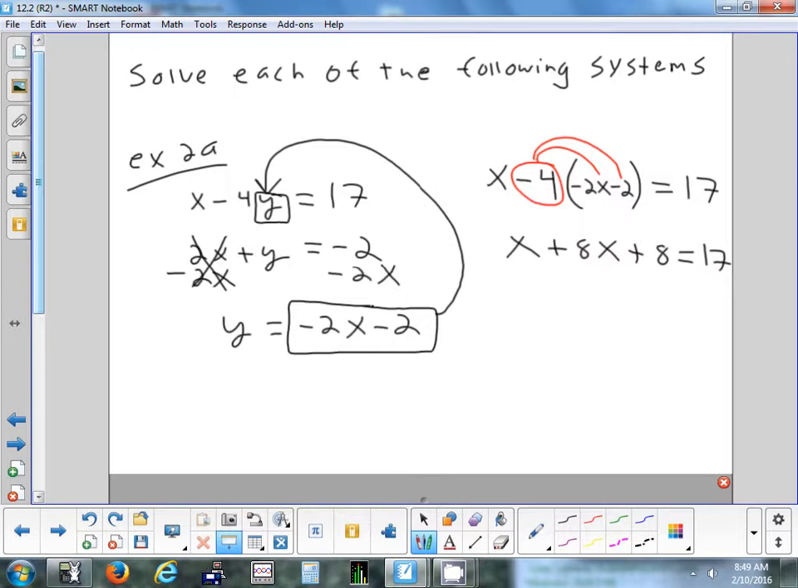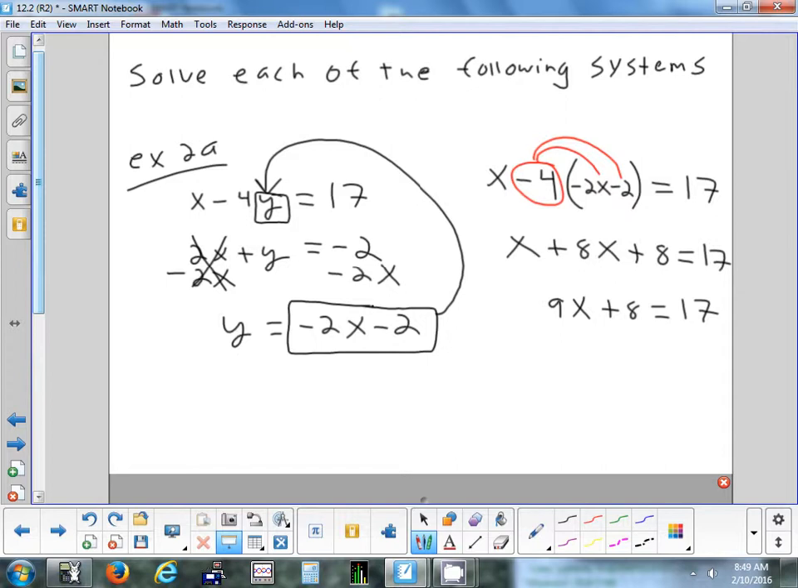Now we can combine like terms. What do I get when I combine my x's here? 9x plus 8 equals 17. So we're getting there. Notice this equation is getting smaller and smaller at each step. That's what should happen.